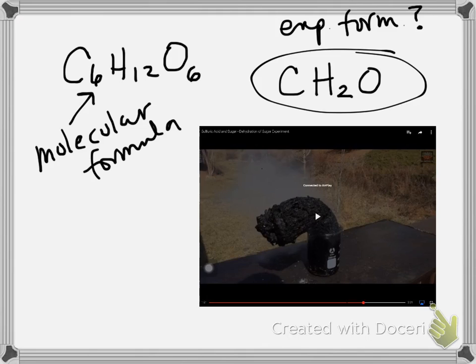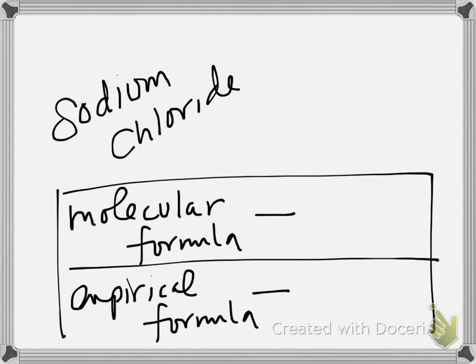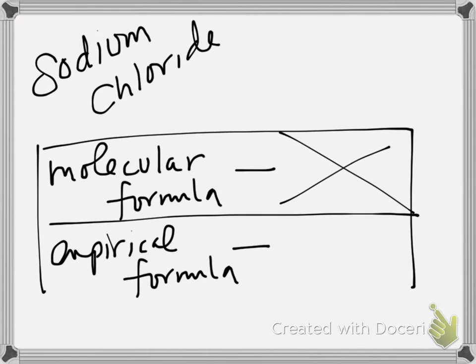Let me ask you this. What is the molecular formula for sodium chloride? Are there molecules of sodium chloride? So what's the molecular formula of sodium chloride? There isn't one. There are no molecules. It's an ionic compound. It's a trick question. Again, ask yourself, how evil is Moser?